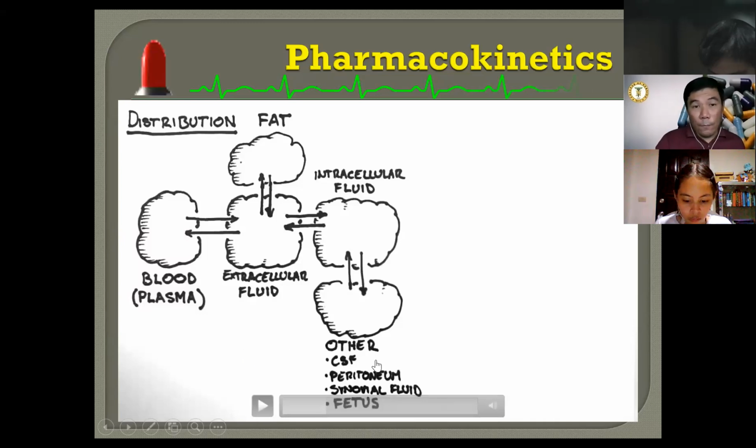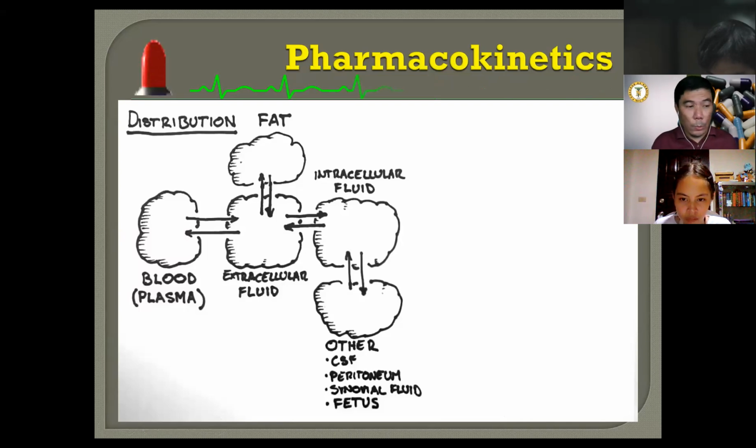Okay. If this figure or video illustration is showing on the screen, the distribution starts when the drug enters the plasma, and we all know for a fact that the blood also has cells, and if the plasma is the one that carries the drug, we have what we call plasma cells.